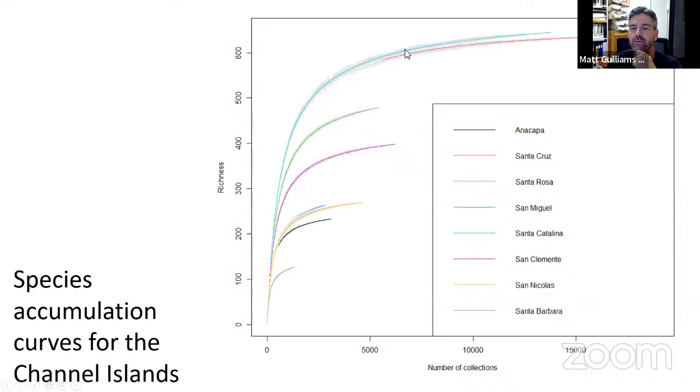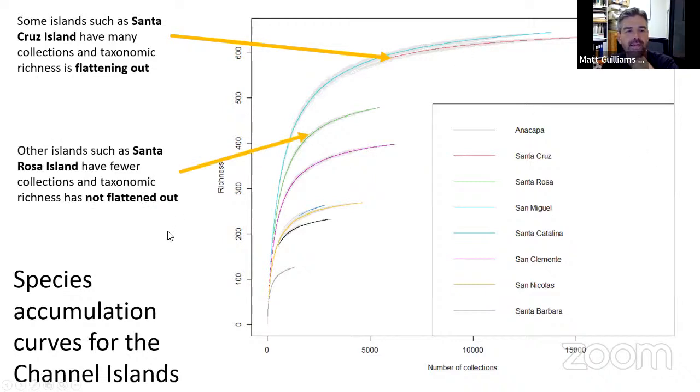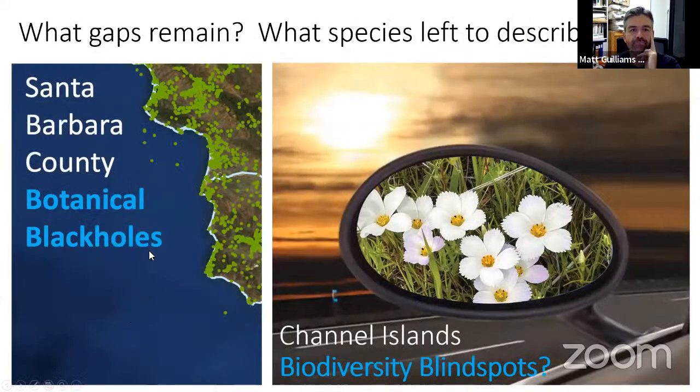We'd like to see the number of collections get to the point where this line flattens out and reaches an asymptote. And that seems to be happening for Santa Cruz Island. That line's pretty flat, huge number of specimens. But here is Santa Rosa Island again, with fewer collections, and it's clear that the taxonomic richness has not been reached, because this curve, you can easily in your mind's eye project it out like this, right? So the species accumulation curves are telling the same story.